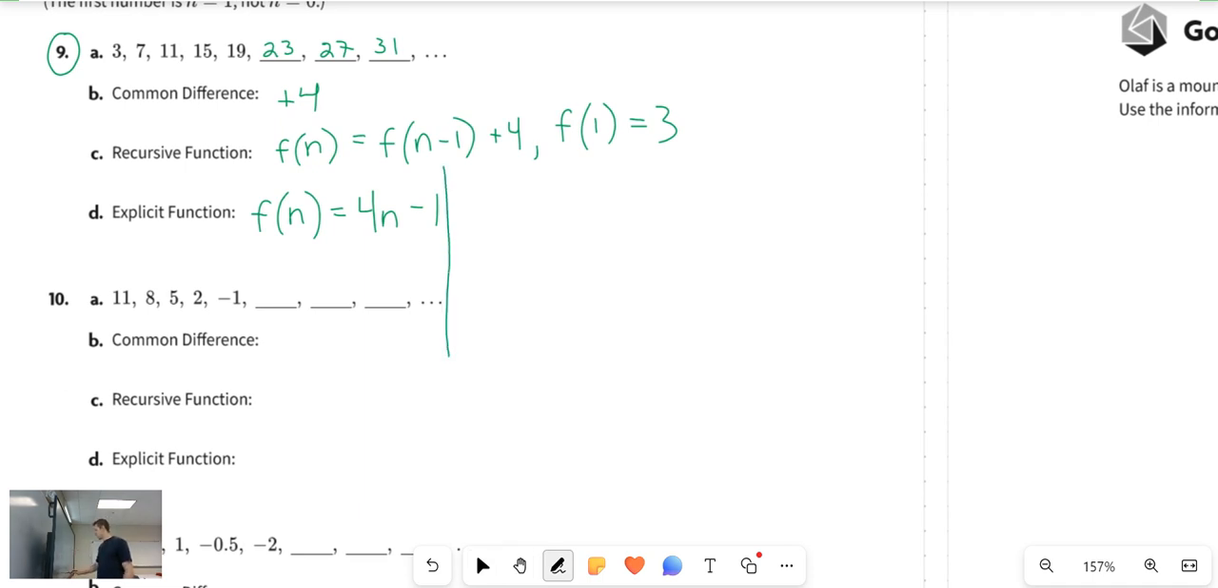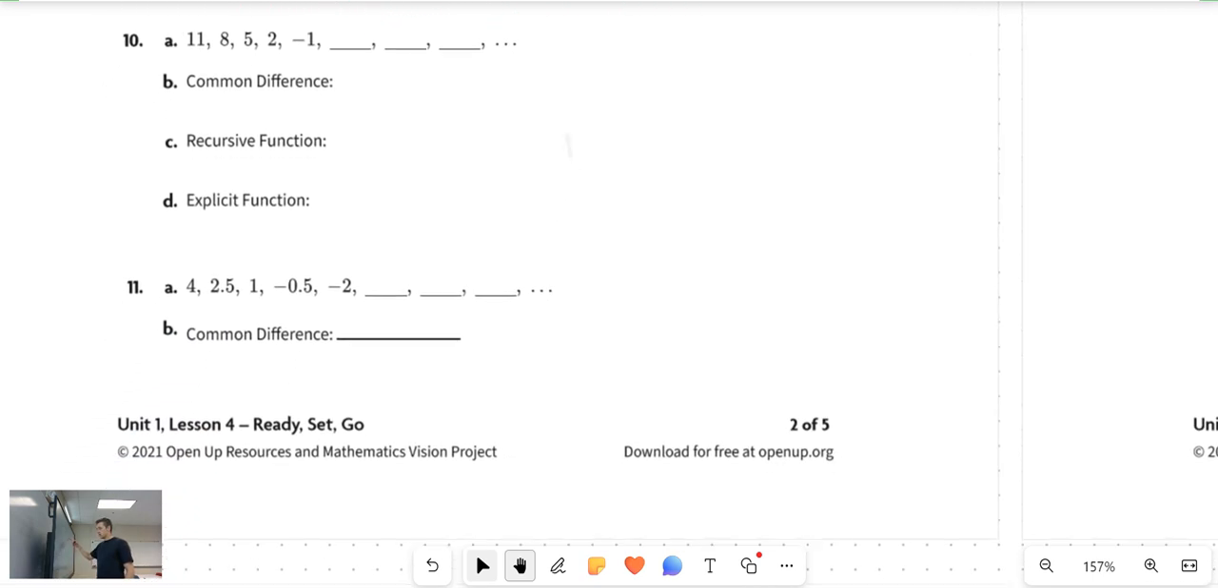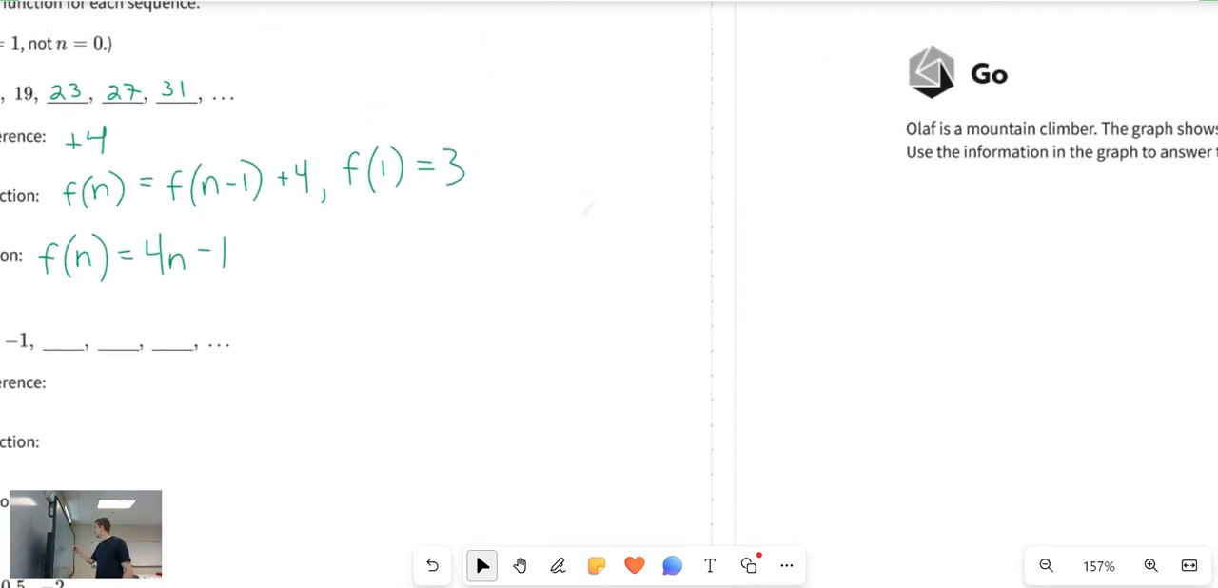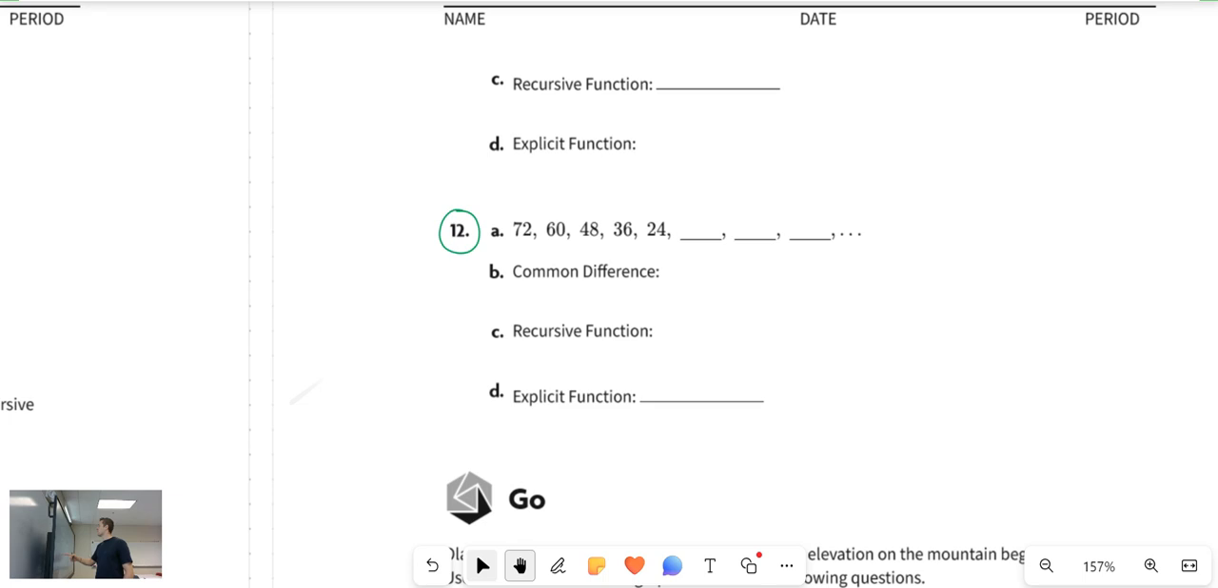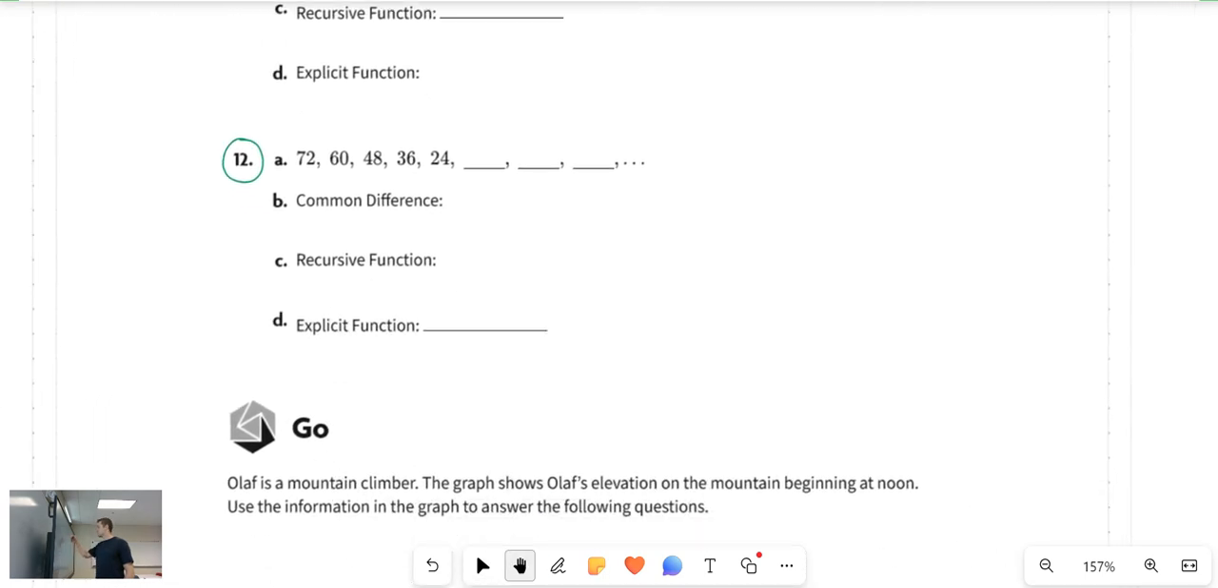Oh, drawing again. Okay, we are moving. All right, done with this page. We're on to the next page.